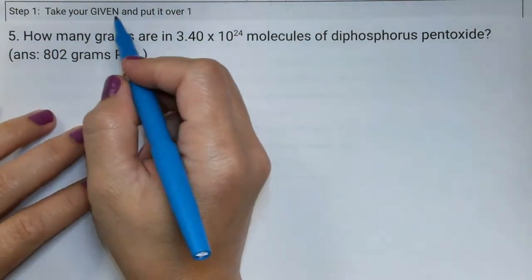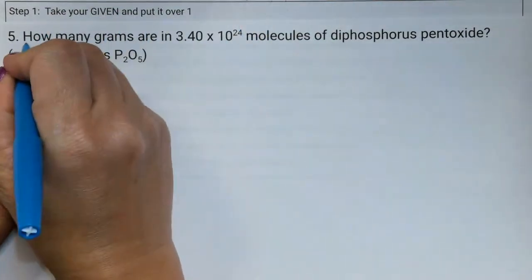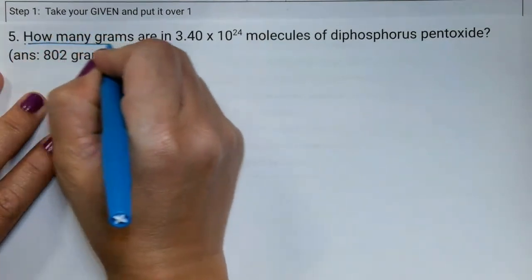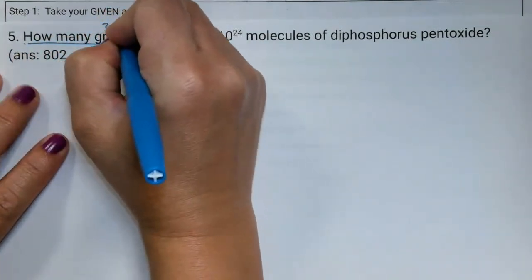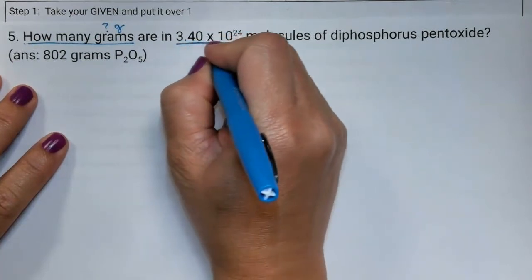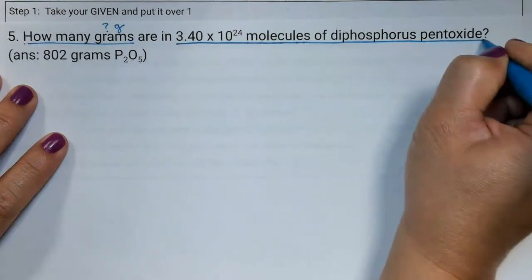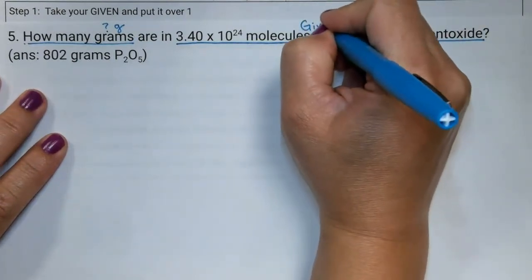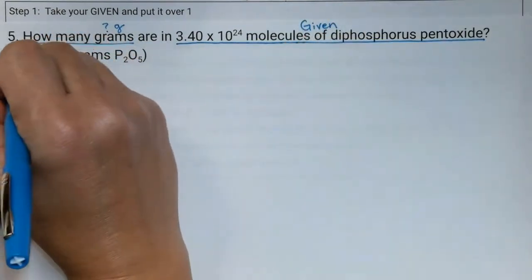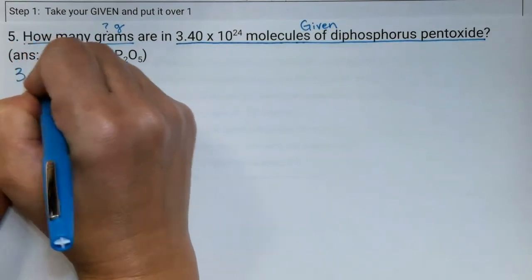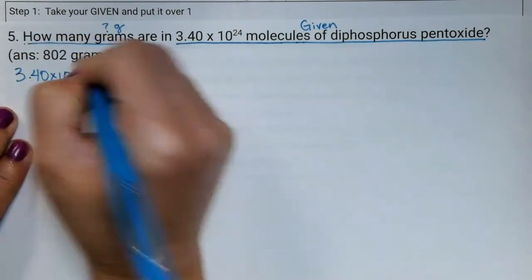Step 1 is take your given and put it over 1. The question is how many grams, so we want to find grams, are in 3.40 times 10 to the 24 molecules of diphosphorus pentoxide. All of this is our given. So we'll take our given, 3.40 times 10 to the 24.